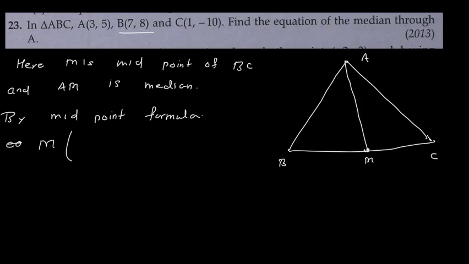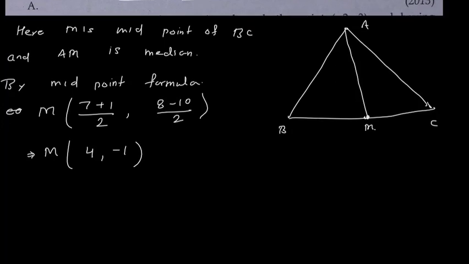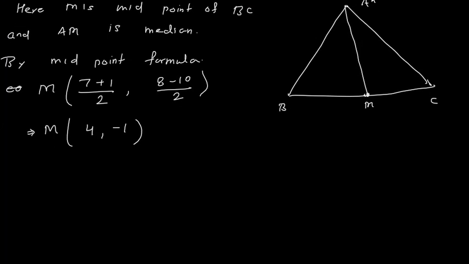B and C. I will add the x coordinates, so 7 plus 1 divided by 2, comma (8 minus 10) divided by 2. So this will give M as 7 plus 1, 8, 8 divided by 2 is 4, and 8 minus 10, minus 2 upon 2, is minus 1. So M is (4, -1). Now I will find the slope of AM. So now the slope of AM.